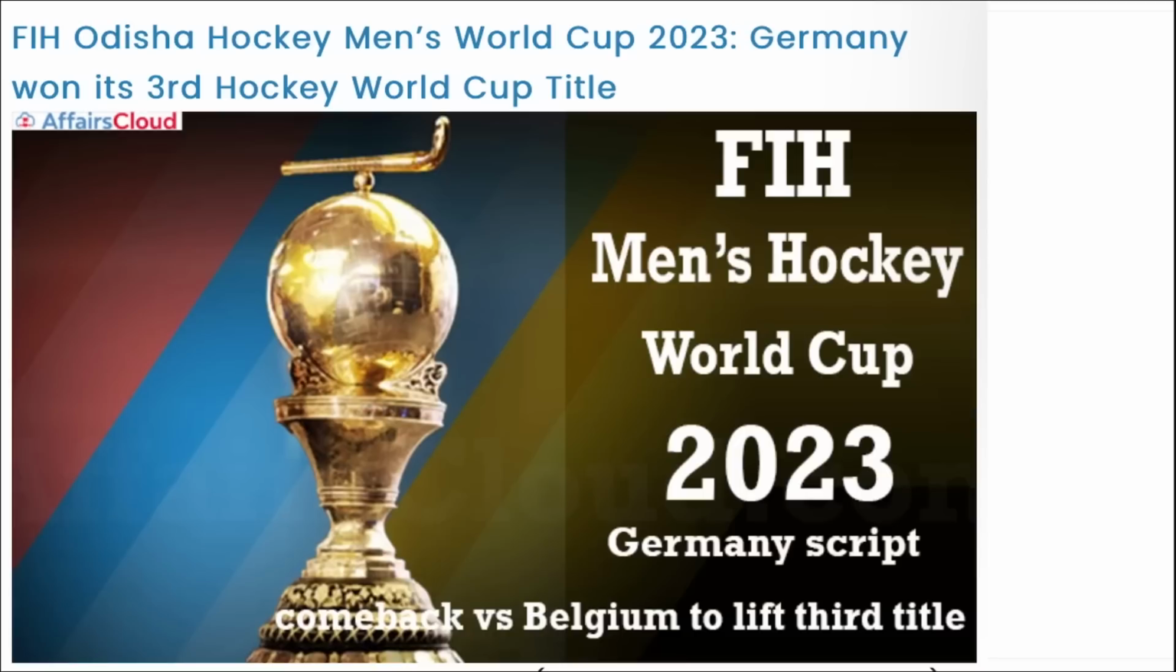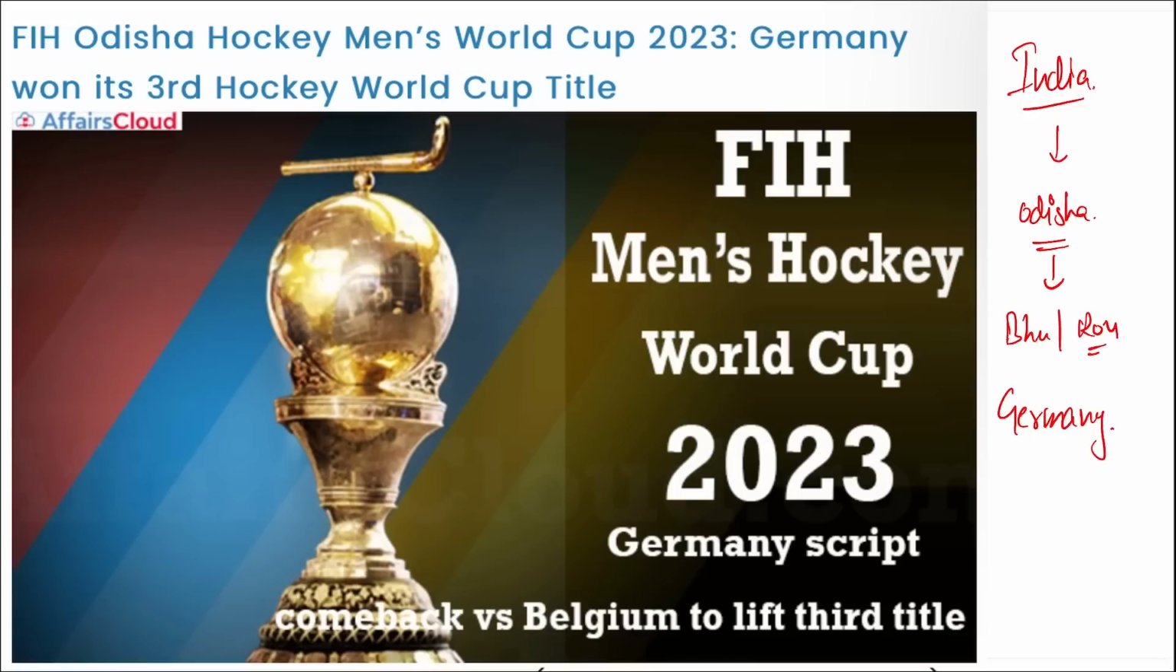Alright, then FIH Odisha Hockey Men's World Cup. Where was this held? This was held in India. In India too, it was held in Odisha. Then in Odisha too, it was held in Bhubaneswar and Rourkela. Who won this? It was won by Germany, and this was the third time that Germany has won it. It was in 2002, 2006, and now in 2023 that Germany has won this Hockey World Cup by defeating Belgium in the finals.